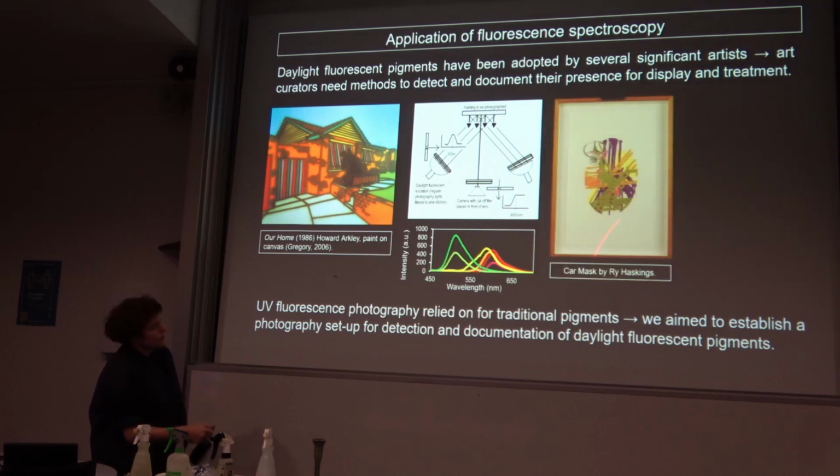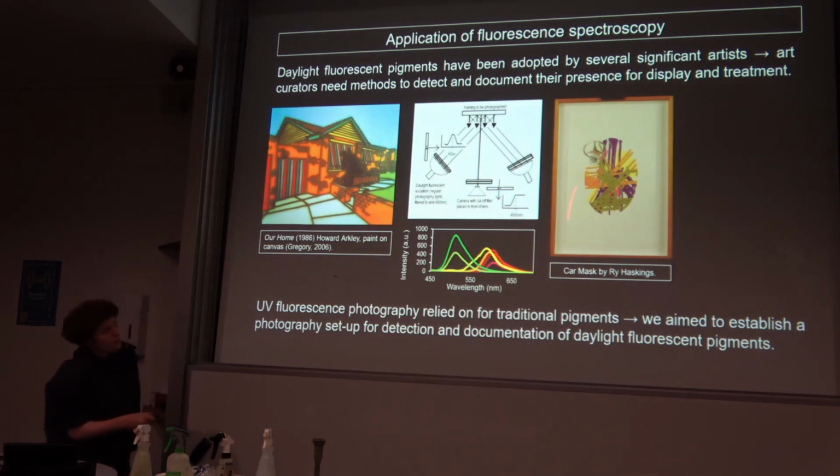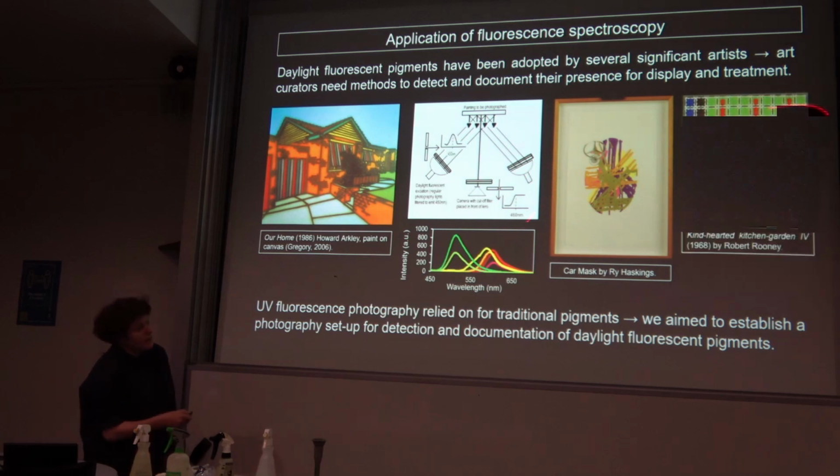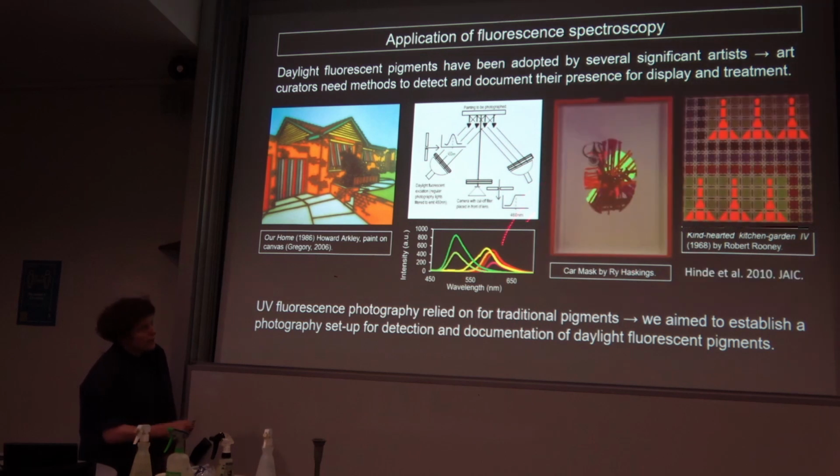And so when we do this, here we have a work by an artist called Ry Hastings, where you can see from just a regular photograph, it's hard to say if any of the pigments in this painting are actually fluorescent. And here's another painting you might have seen at the Ian Potter Museum by Robert Rooney, where again, it's not really clear from a regular photograph if any of the pigments are fluorescent. But if you use the daylight fluorescence setup, you can see where the pigments are actually fluorescent.